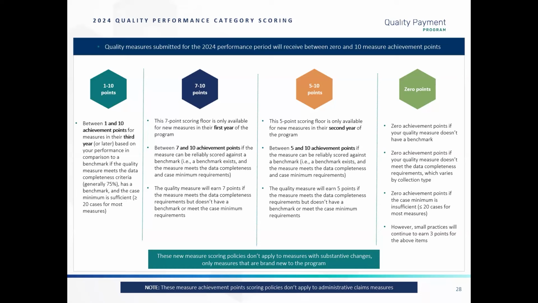Again, I just want to highlight that the 0 achievement point policy does not apply to small practices. Small practices will receive 3 points for the above items. So again, they will receive 3 points if a measure does not have a benchmark, if a measure does not meet data completeness, or if a measure does not meet case minimum requirements. Next slide, please.